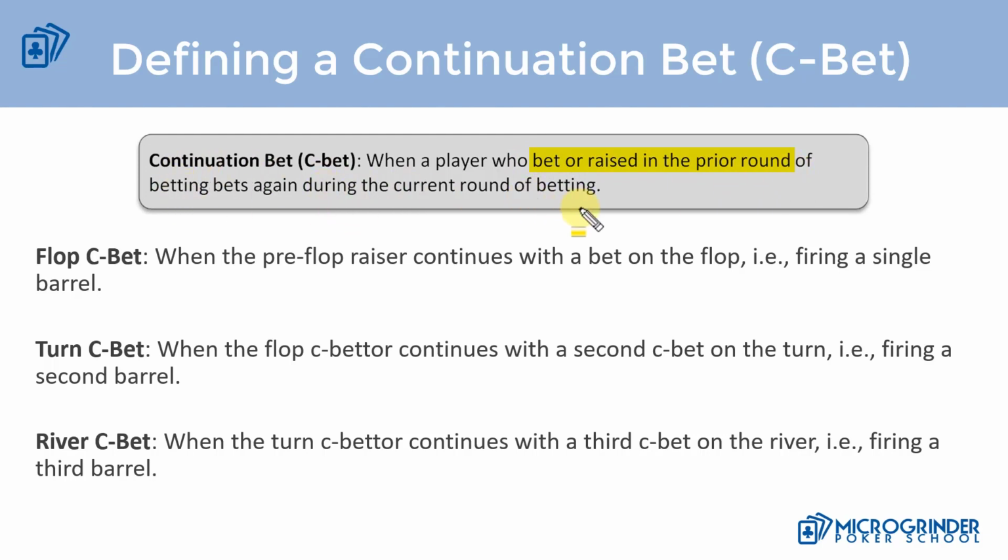So what do I mean? Well, for example, if we open raise pre-flop, somebody calls, we go to the flop and we bet again, that would be a continuation bet. Let's extend on to that. Let's say that we get raised on the flop and then we call that raise and then that person bets the turn. Well, they took over the initiative by raising the hand, and then when they bet the turn, they are C-betting the turn. So that's why we have bet or raised here. So that's the definition of a C-bet.